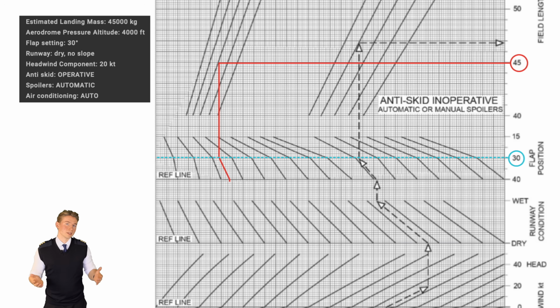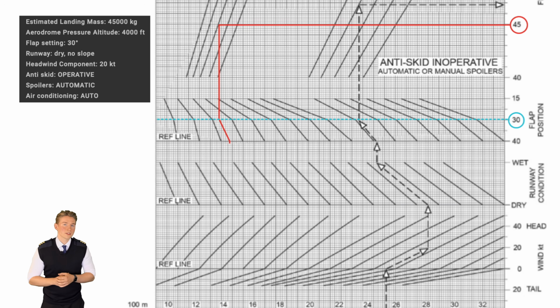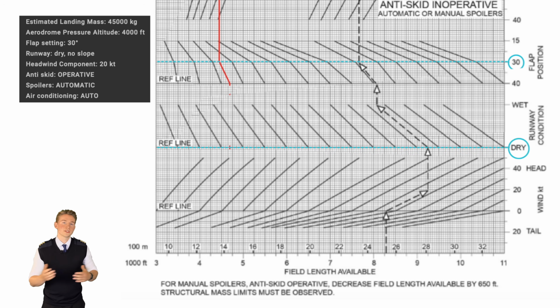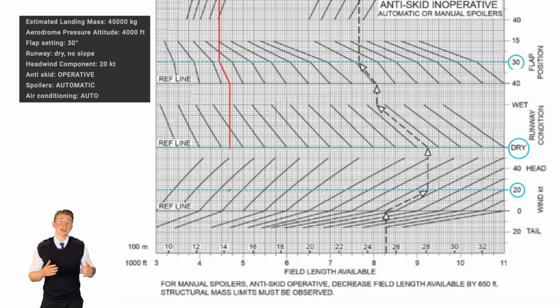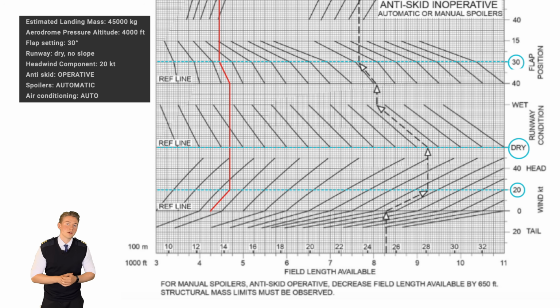Next we have a dry runway. So draw another horizontal line from the dry all across the chart. Then draw from the reference line downwards to the runway dry line, which is also the next reference line. Then next up we have a 20 knots headwind. Draw yet again another horizontal line across the chart from 20 knots headwind and draw a line downwards from the dry runway. Where the two lines meet, continue the line parallel to the 20 knots headwind to the reference line.